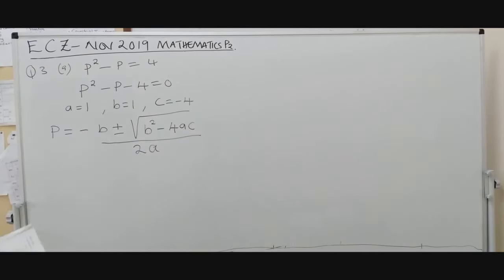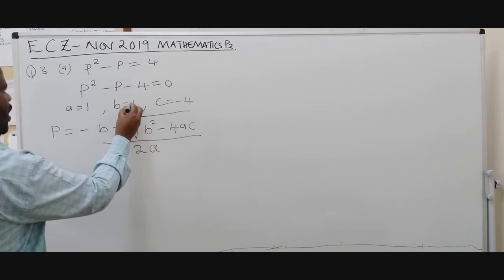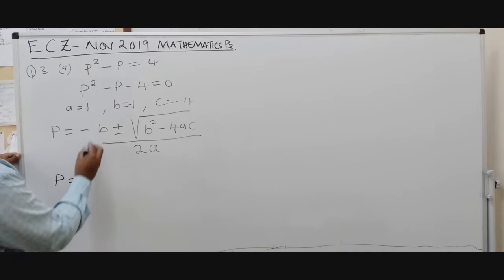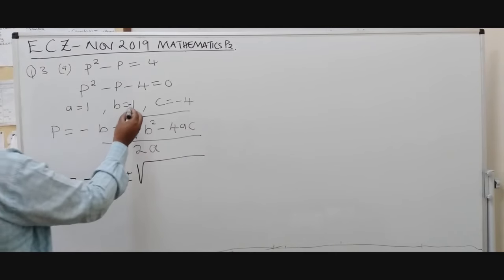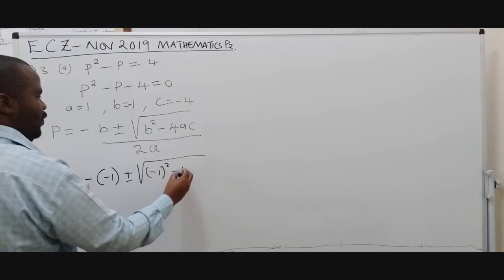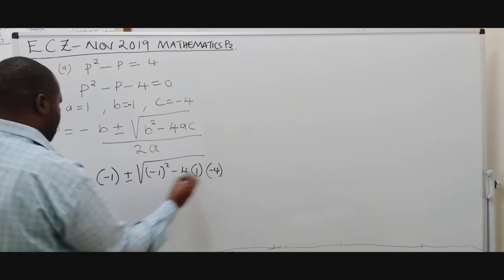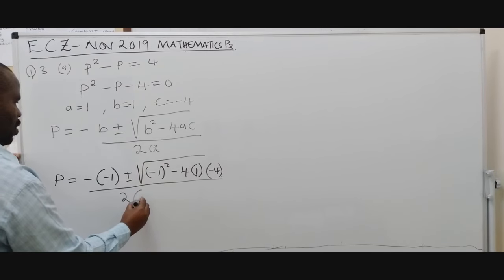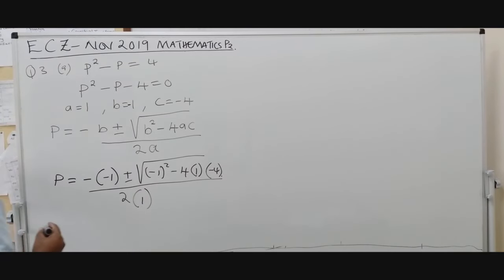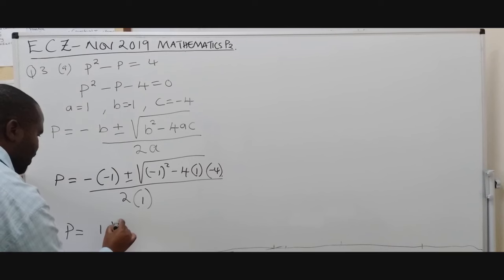Okay, then from here you substitute. What is our B? Take note, don't make a mistake, this should be a negative, or is a negative 1. So we have negative, then B has got its own negative 1, plus or minus the square root of B squared. What is our B? Negative 1 squared minus 4. What is our A? 1. And what is our C? Negative 4. We divide everything here by 2 times A. What is our A? Positive 1. So P is equal to positive, because negative by negative gives positive, 1 plus or minus the square root of.